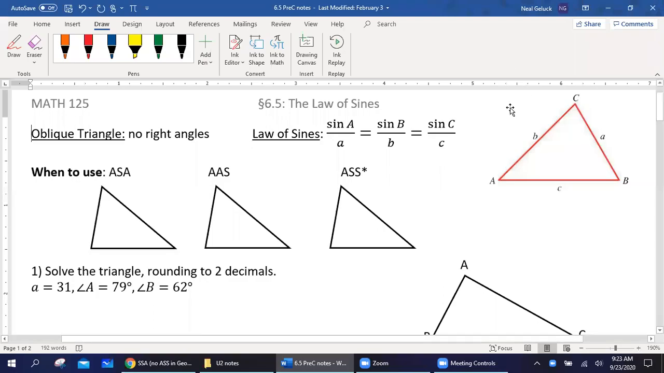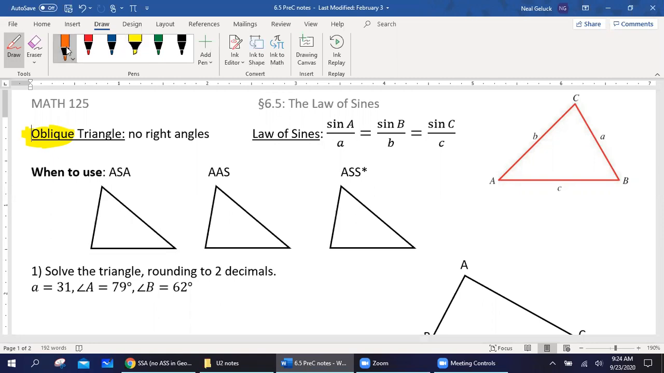For section 6.5, we're going to be dealing with the law of sines. The next section will deal with law of cosines. These are both used when we have oblique triangles, that is a triangle that doesn't have a right angle in it. We can still use trig, it just gets a little more funky because there is no hypotenuse, opposite, all that stuff.